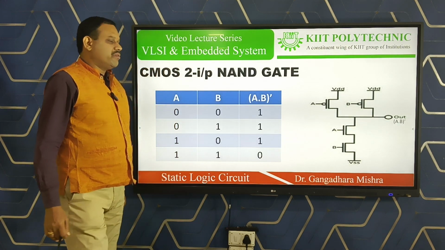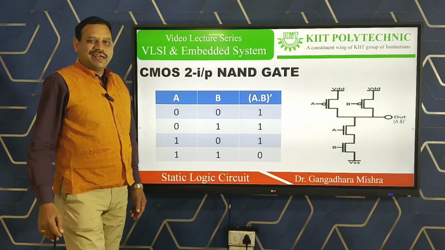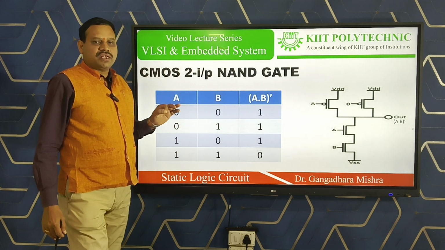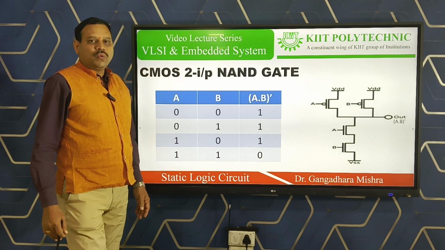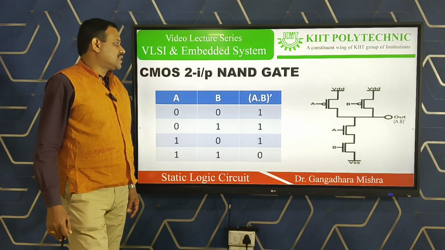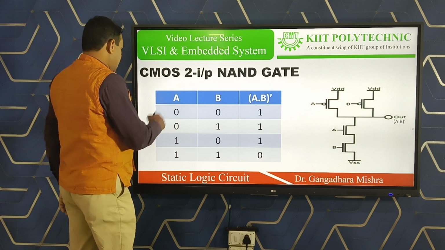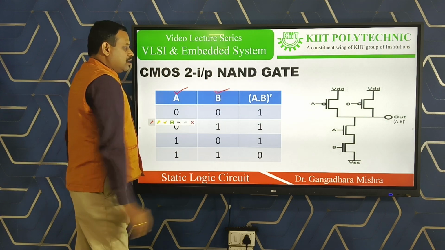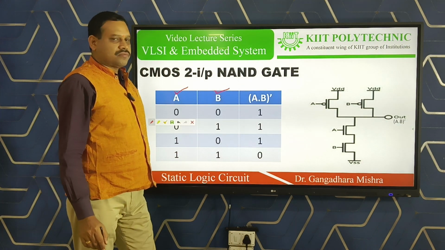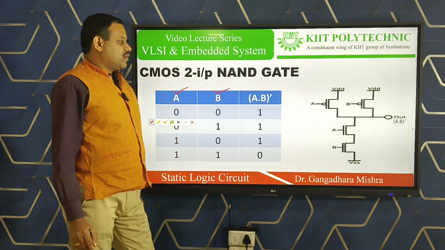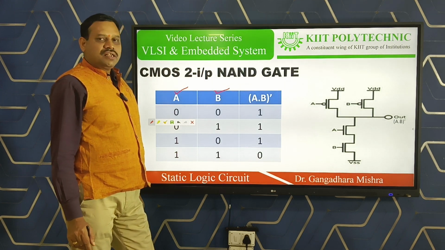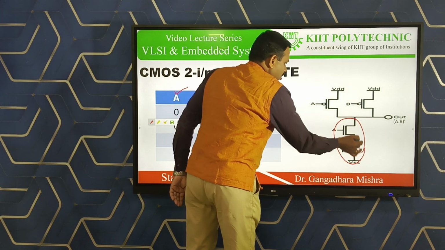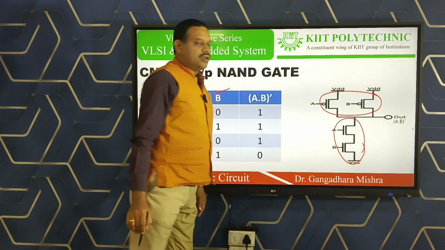So next we will assume a bit higher configuration complexity, that is the 2 input NAND gate. In the previous case we had a single input, now we will analyze a 2 input case. In this NAND gate, there are 2 inputs, let's say A and B. These A and B are the input conditions, and as we have discussed in the first slide, for any AND function we need a series configuration in the NMOS side and a parallel configuration in the PMOS side.